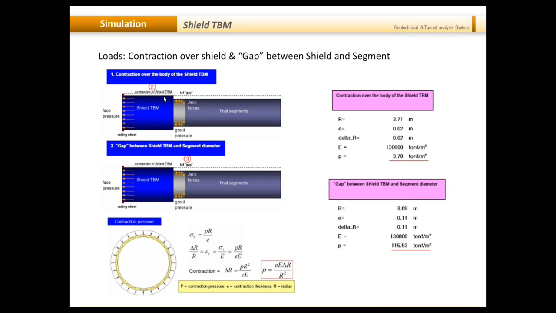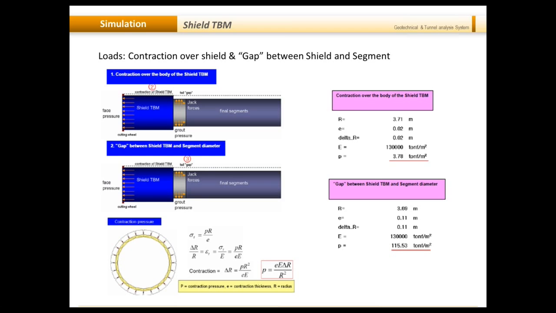So first let's talk about the contraction over the body of the shield TBM, and as you know, contraction pressure is given by the simple straightforward formula, where delta R is the change in the radius or the diameter. You can make it twice, and you have to compute the strain. So basically this delta R is something that is based on your 2% volume loss, or you can say based on the core softening, or based on your gap method.